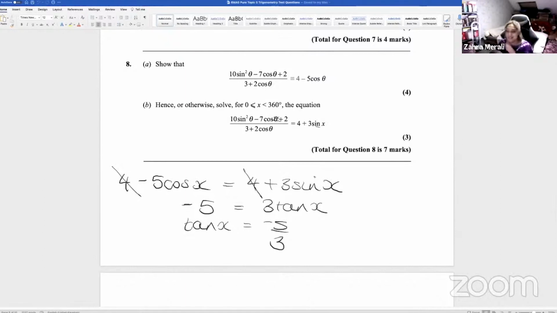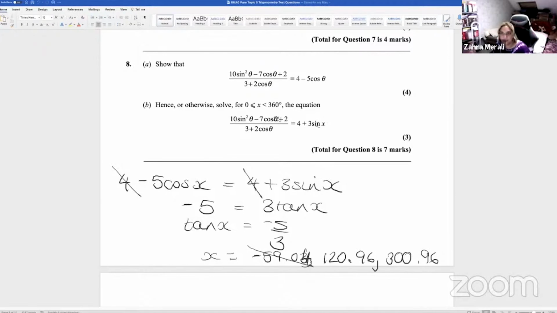Tan is the super easy one. No CAST diagrams, nothing required. Just plus and minus 180. So shift tan of -5 over 3, which gives you -59.03, or -59.04 even, and then you're just going to add 180 until you end up with solutions in your range. So I get 120.96. Add another 180, 300.96. And that's it. I just put a cross through the solutions I don't need, and I've solved my equation.